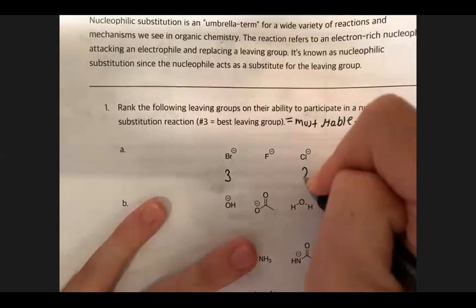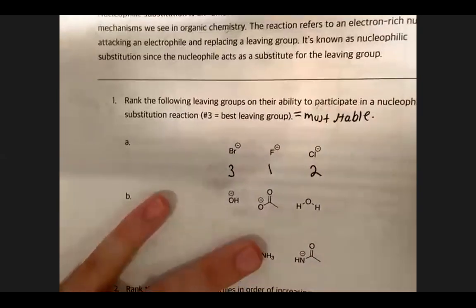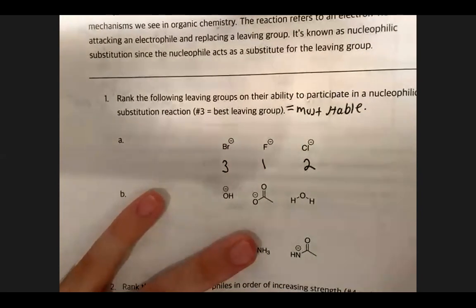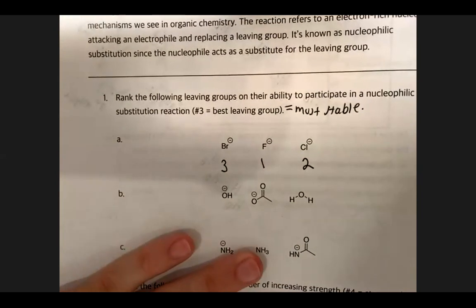Since chlorine's the next biggest, it's 2. And then fluorine is 1. Okay, so that was just this so far. Let's look at the next.